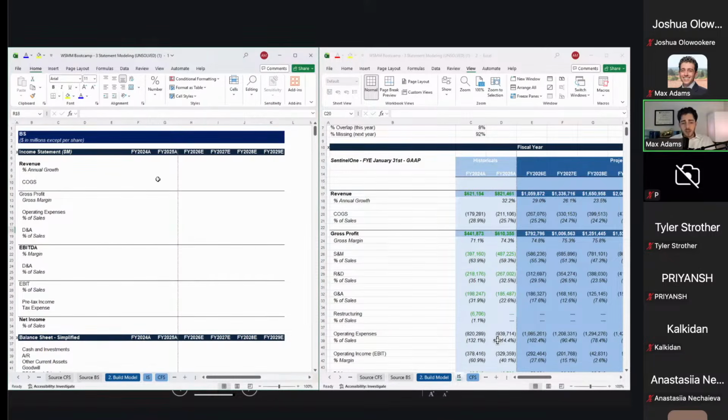So let's start out by linking up the income statement. So I'm just going to take all of these numbers here. And what you're going to notice is we're actually only forecasting out the income statement here, or the balance sheet, like 4 years here.